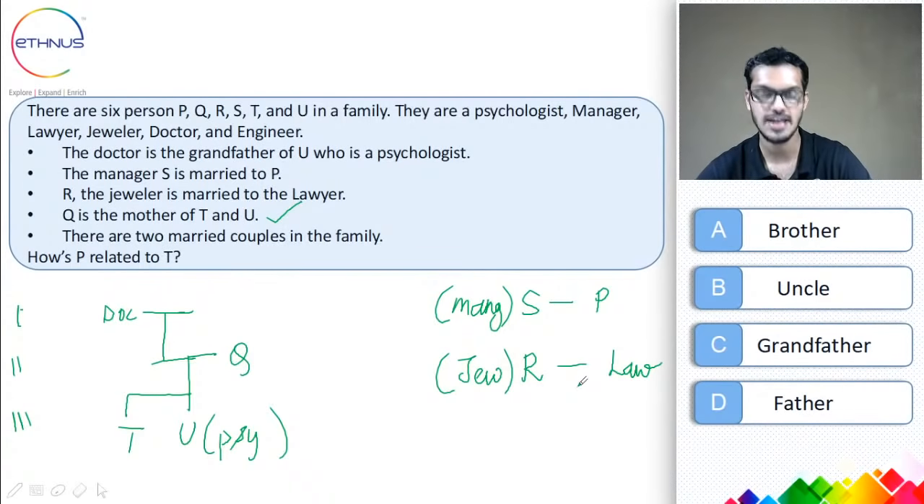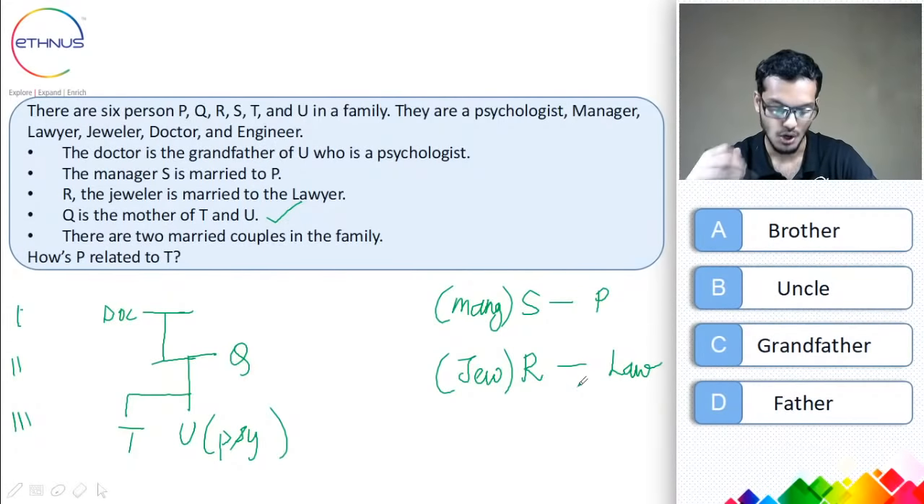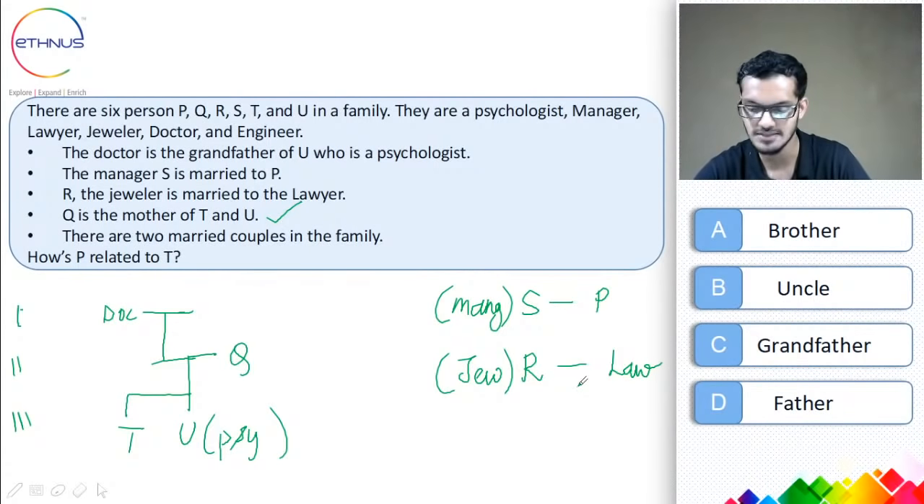Q is the mother of T and U. Yes, you already know about U, who is the grandson or granddaughter. They have not given the gender of the doctor. Our doctor is a grandfather. Okay, I'm sorry, the grandfather is a doctor here. So there are 2 married couples. Now let's find out the answer. I'm sure you'll be able to get the answer. How is P related to T?